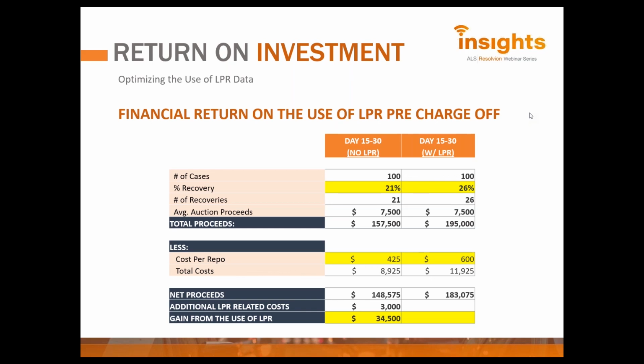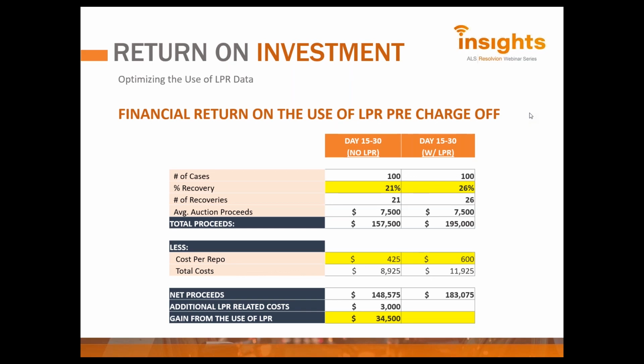However, when putting it into LPR and continuing to have it out with our agent network at the same time, we had a 26% recovery rate over that 2-week period. So 21 recoveries versus 26 recoveries. Average auction value for this particular portfolio on those vehicles was about $7,500. So you can see the difference in total auction proceeds that were generated.